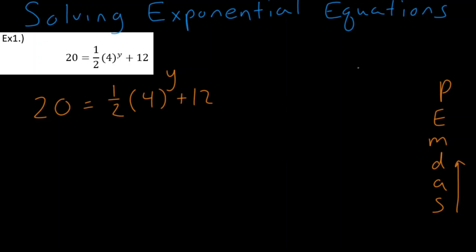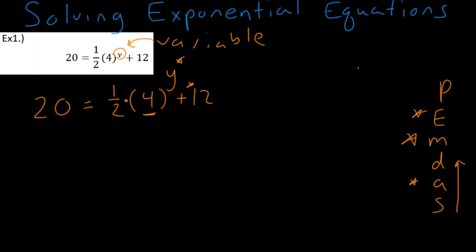Now for our very first example, we have 20 is equal to 1/2 times 4 raised to the power of y, plus 12. Notice that my variable is in the exponent. That's how you know it's an exponential equation. Okay, so I wrote PEMDAS from the bottom up over here to the right. Let's see what things we have going on. Since there's a single term inside the parentheses, we don't actually count that as parentheses. We see that we have some multiplication, some addition, and of course that y up in the exponent.